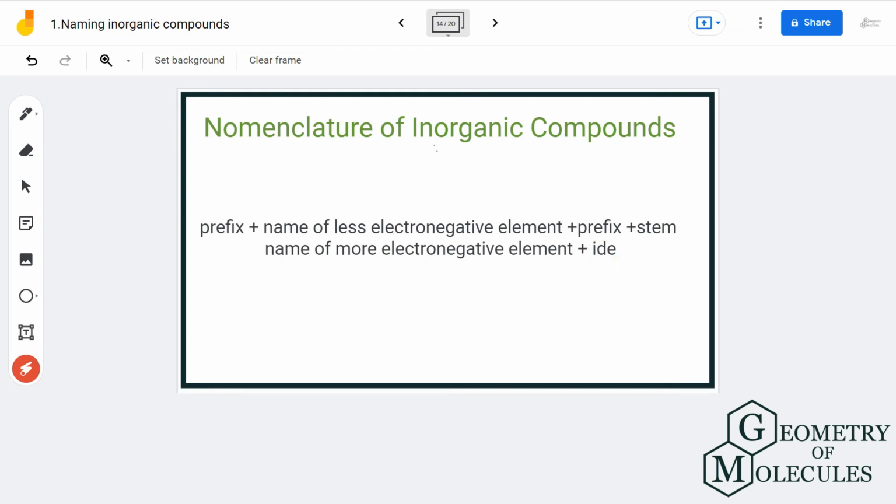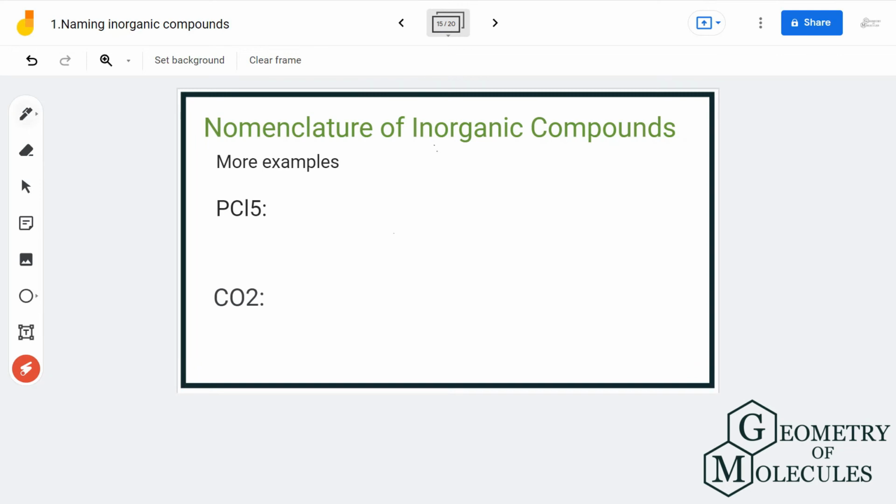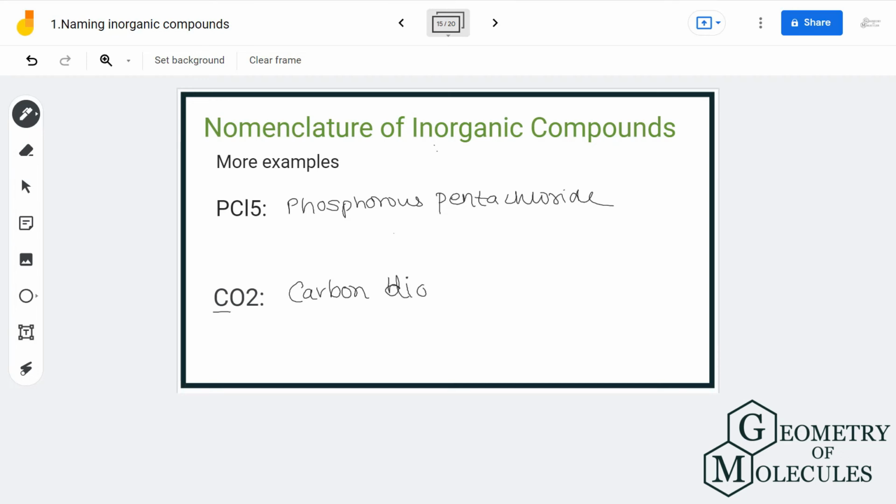Let us see some more examples. We will take an example of PCl5. The name of the less electronegative element is phosphorus. We have 5 chlorine atoms, so the prefix will be penta and then chloride, that comes out to be phosphorus pentachloride. Next is CO2. The name of the less electronegative element is carbon. We have 2 oxygen atoms, so we will use the prefix di followed by oxide. So the name comes out to be carbon dioxide.